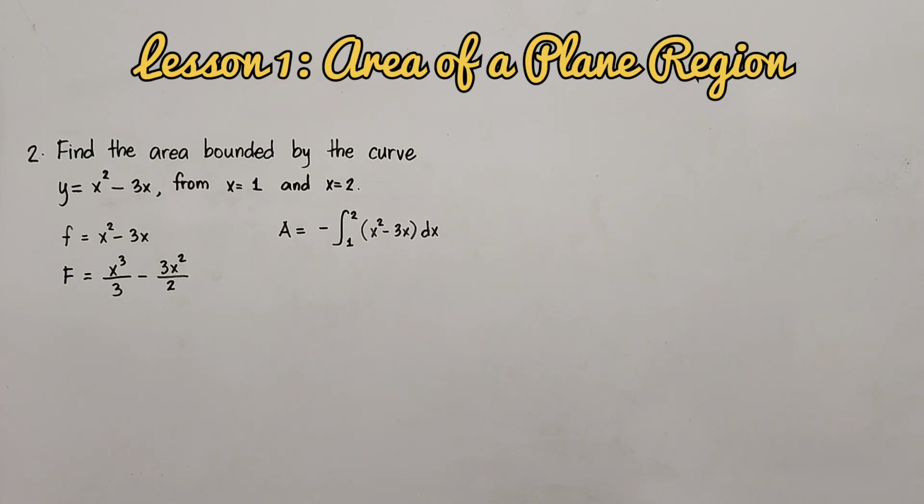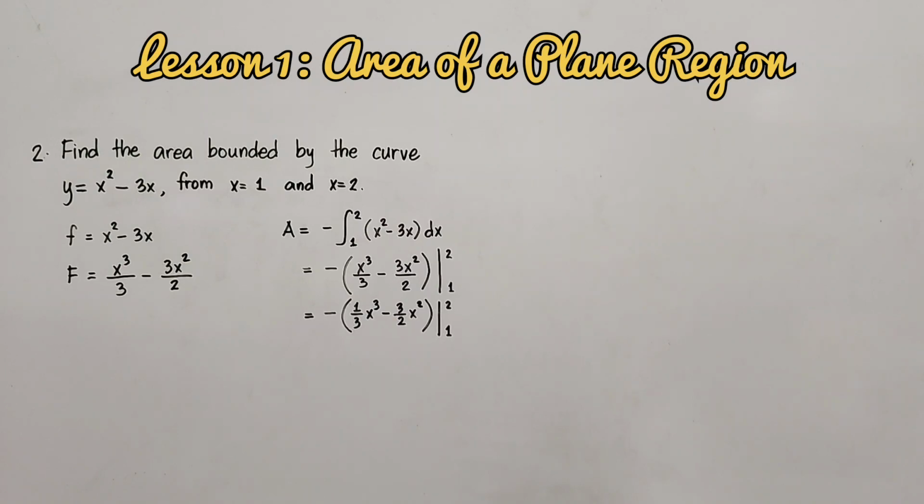So the area now is the negative of the integral of x squared minus 3x dx from 1 to 2. Applying the anti-differentiation, we have the negative of x cubed over 3 minus 3x squared over 2 from 1 to 2. And that is equal to the negative of 1/3 x cubed minus 3 over 2 x squared from 1 to 2. So we will now do the substitution.